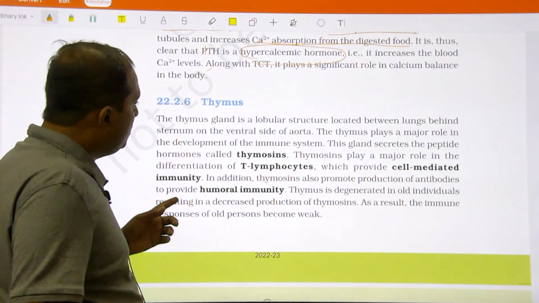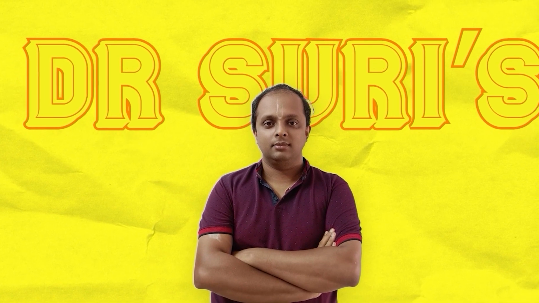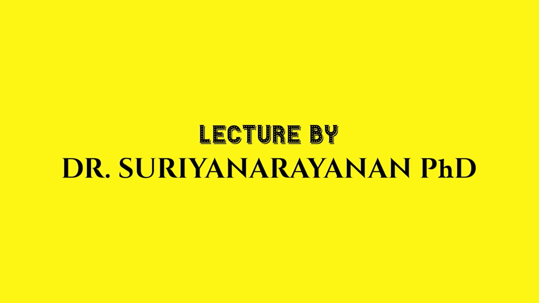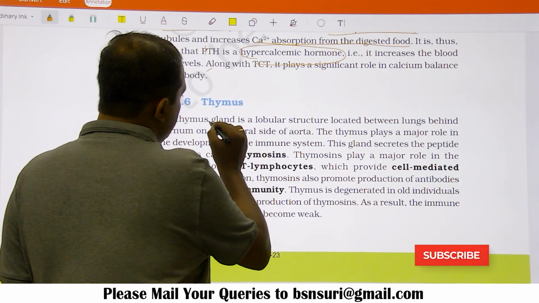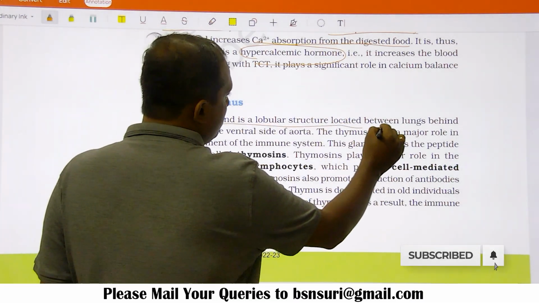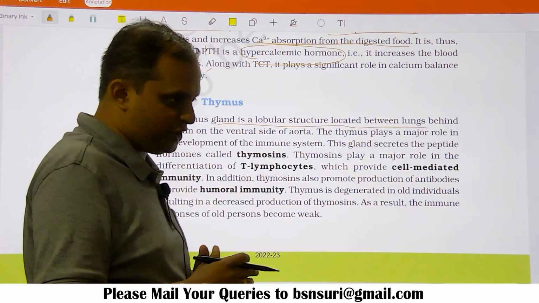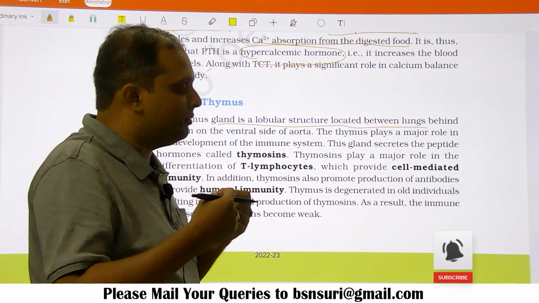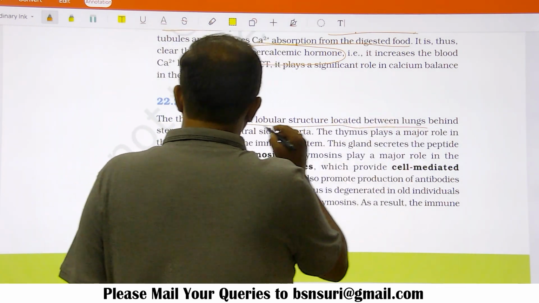So the next gland that we'll discuss is the thymus. Here they have mentioned a lobular structure located between the lungs. Every organ has been given its anatomical position. What is anatomical position? Exactly where the organs and glands are located. So it's a lobular structure located between the lungs, behind the sternum.